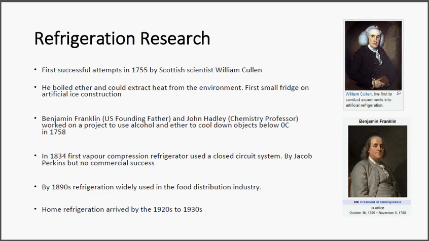And it took about 100 years for somebody to come up with the first vapor compression refrigerator, using a closed circuit system. So before they were just boiling some ether or something, and they could generate a cold environment. And then they had a closed circuit system, and that was sort of 1830s. But there was little commercial success at the time. So it took another 50 years for them to become commercially viable. By the 1890s, refrigeration was widely used in the food distribution industry.